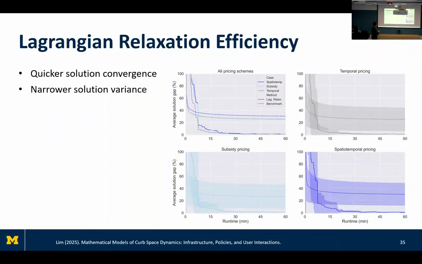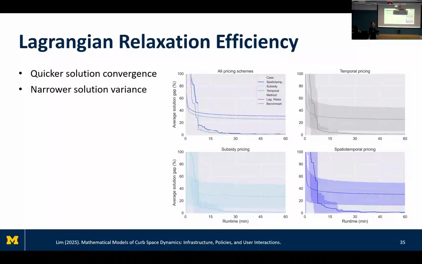So here the dotted line shows the benchmark when I just solved the MIP with the solver, and the solid line shows when I use this LR method. You can see the optimality gap shown on the vertical axis is dropping much more quickly, significantly quicker than when I just use the solver.